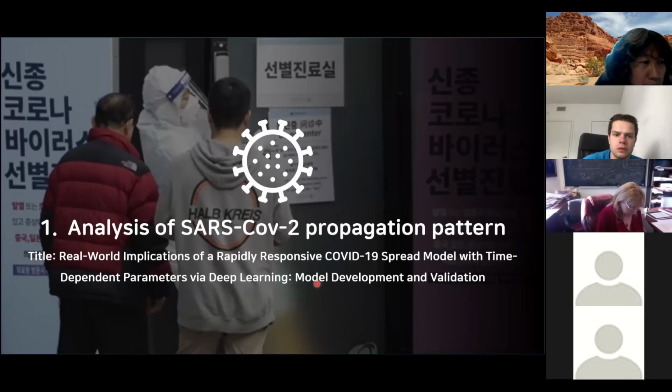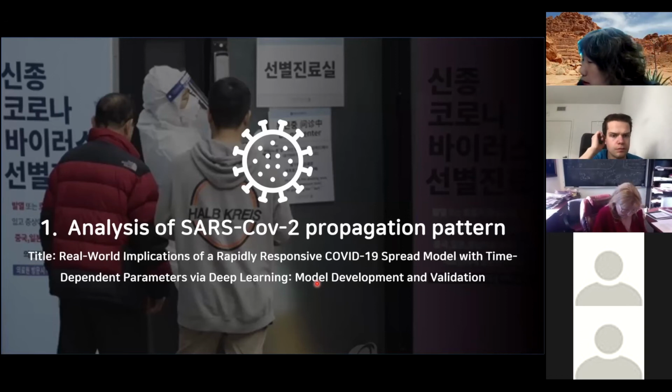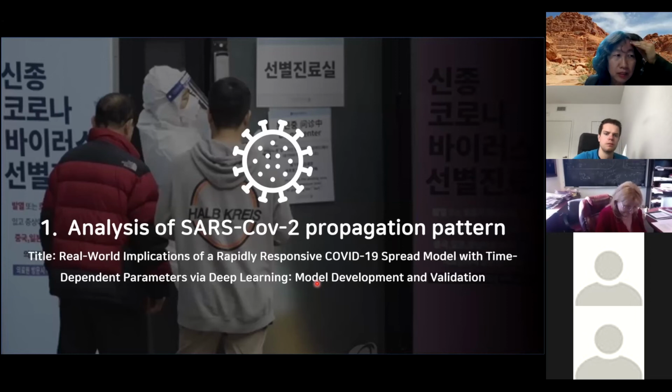I talked about, and now, if I have a little bit of time, let's take a look at the recent analysis of COVID-19 spread patterns as a real-world application of the forward and inverse problem, which I talked about so far.